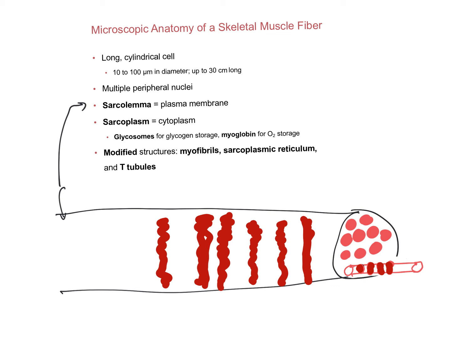Now, a couple other things. There are some modified structures that are present. Okay? One of them is called a T-tubule. All right? So a T-tubule occurs at regular intervals along the sarcolemma. And at certain points along the sarcolemma, there are breaks. It almost looks like there are like little tunnels.